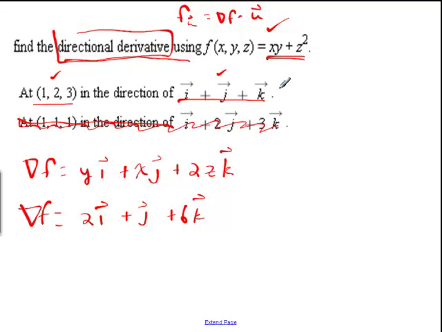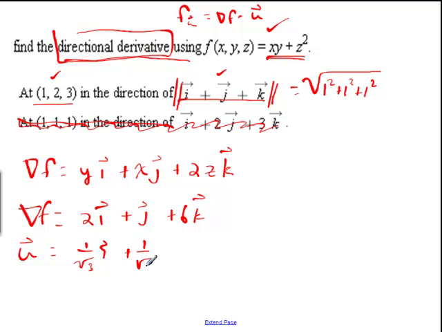Well, we need to find the magnitude of this so that we can get a unit vector, and we know that that's just going to be root 3, because it's 1 squared plus 1 squared plus 1 squared. So our unit vector is 1 over root 3 i plus 1 over root 3 j plus 1 over root 3 k, and we should rationalize these, but I'm just leaving it as is for right now.